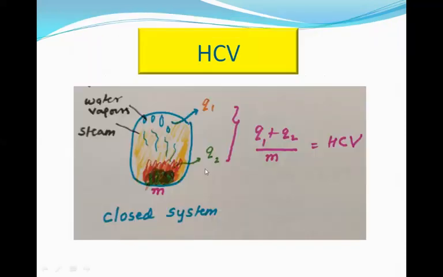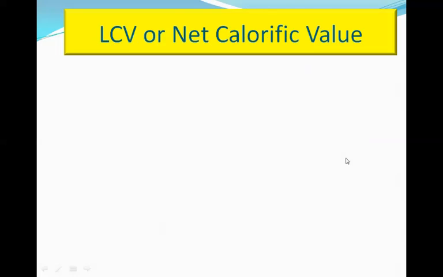As depicted in the simple diagram, we have a closed system heating a unit mass M of the substance, and it gives Q amount of heat as a result of the combustion process. At the same time, the water vapor, steam, etc., are not allowed to pass, and they just condense, giving out Q1 amount of heat as the heat of condensation. So the total amount of heat observed is Q plus Q1 divided by M, which is HCV.